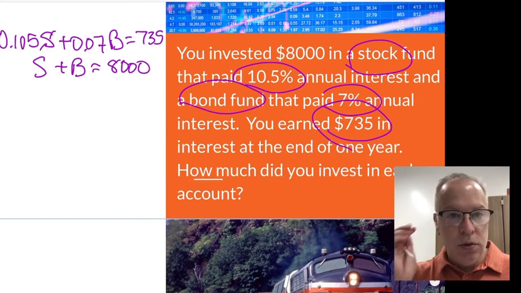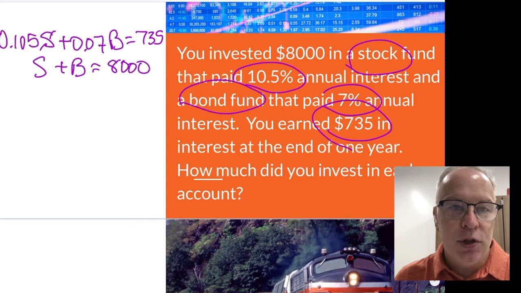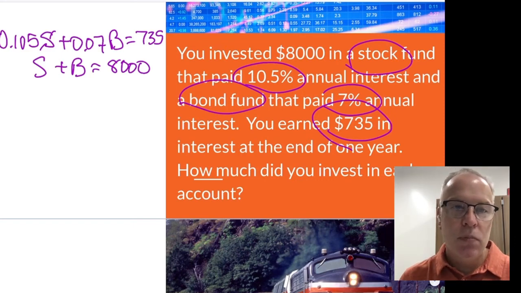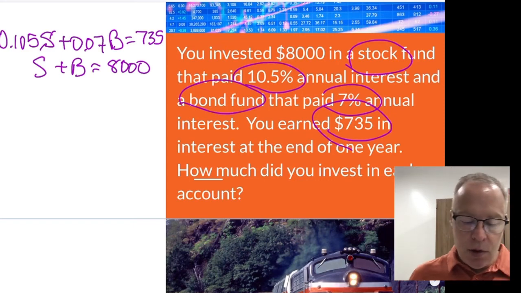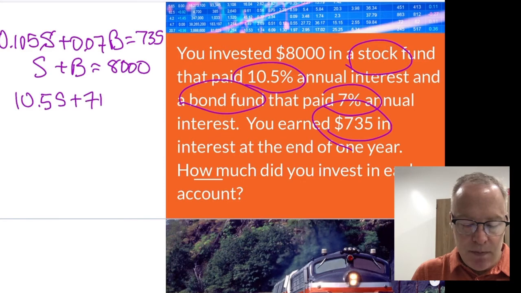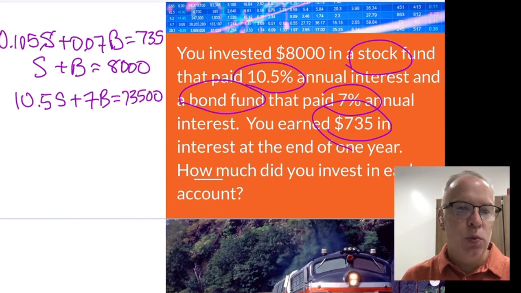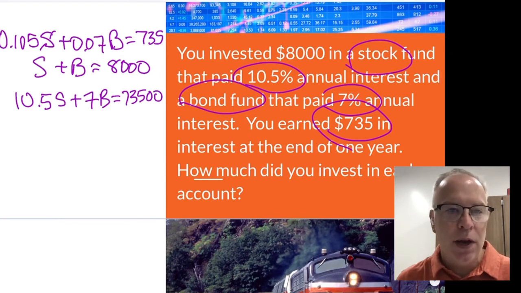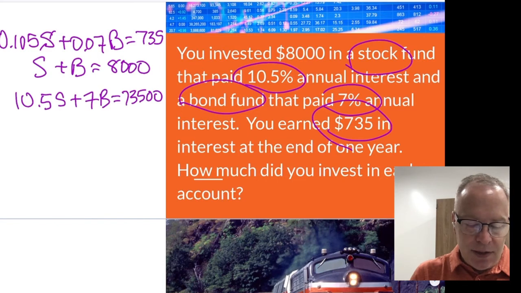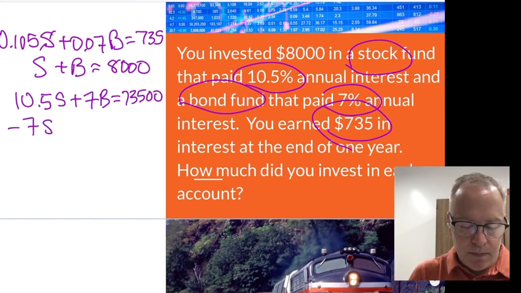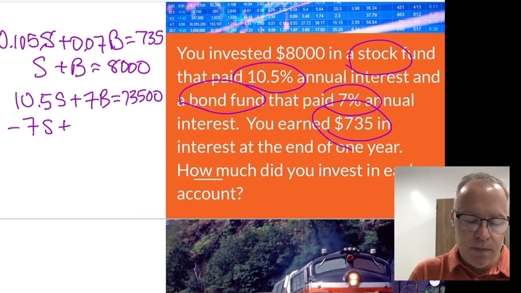I'm going to, let's see, what method should I use here? I think I'm going to multiply by 100 first of all. 10.5S plus 7B equals, and then I have to add 2 zeros on the end of that. I took the first one and I moved all the decimals over twice. And then I'm going to take the second one and I'm going to multiply by -7. Oops.